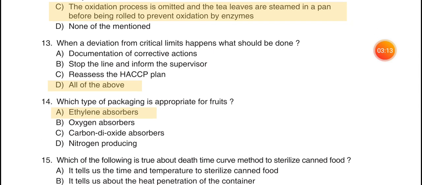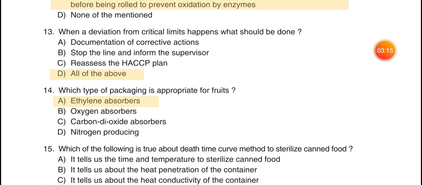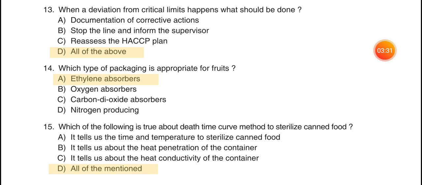13. When a deviation from critical limits happen, what should be done? A. Documentation of corrective actions. B. Stop the line and inform the supervisor. C. Reassesses the HACCP plan. D. All of the above. Answer is D. All of the above.